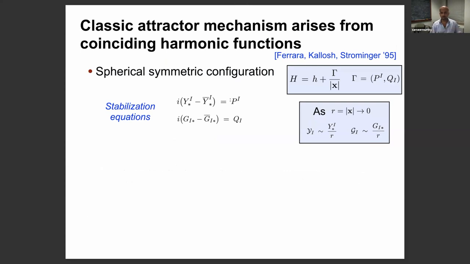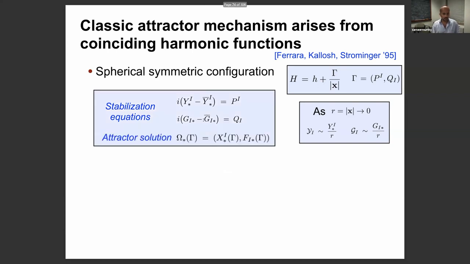And then you can plug this into the generalized stabilization equations, and you get equations for these constant values of scalars. This is probably much more familiar to almost all of you in the audience, I'm almost certain. These are the stabilization equations or the attractor equations, for the constant values of the scalars at the horizon in terms of the charges. All right. And the solution I'm going to call omega star. Okay, so y star or omega star is the solution of this as a function of the charges alone. So now notice that the scalar fields have now become a function of the charges here. Okay, so star denotes that.